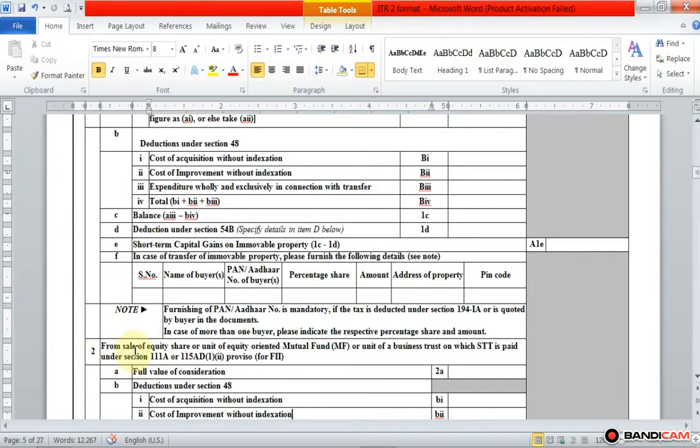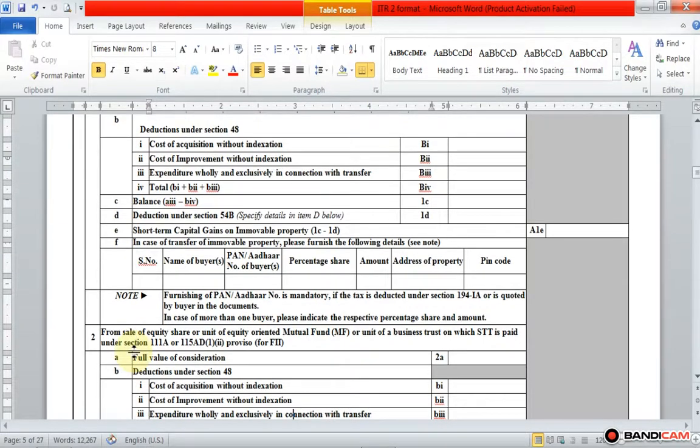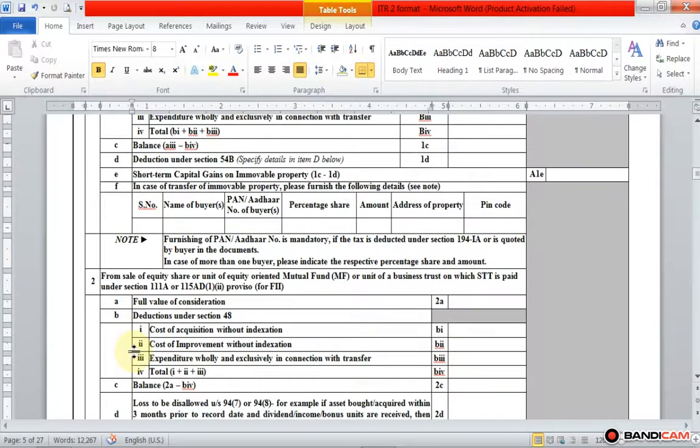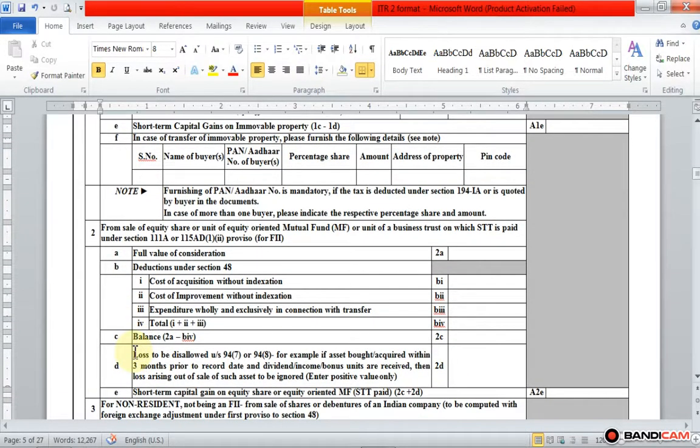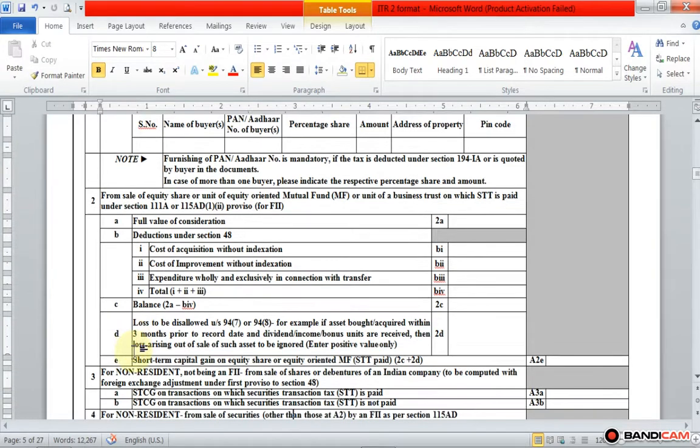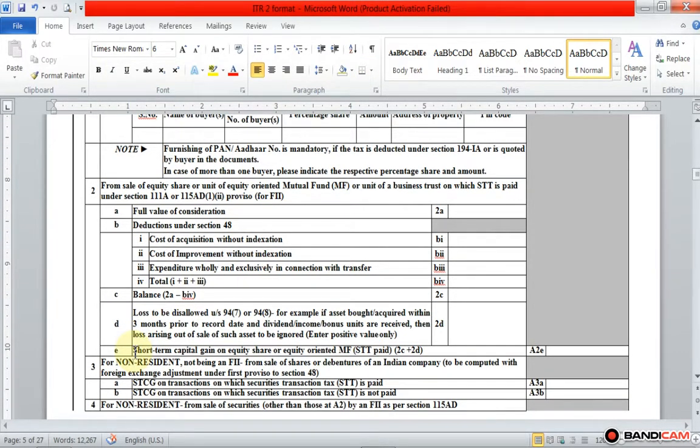Then next one is the second point, that is from sale of equity shares or unit of equity oriented mutual funds or unit of a business trust on which STT is paid under section 111A and 115AD provision for FII. Okay, so here if necessary we fill the information here. If the information is given in the problem, then we fill the information relating to section 111A or 115AD subsection 1 and 2. Okay, so here full value of consideration means the full value of shares or consideration received by the assessee.